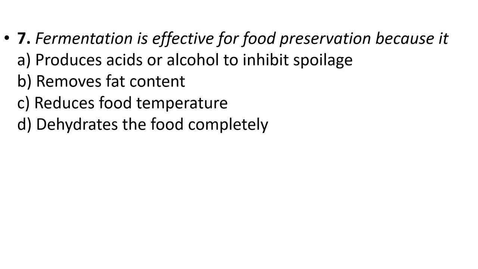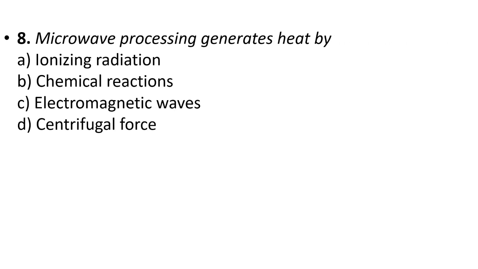Seventh question. Fermentation is effective for food preservation because it produces acids or alcohol to inhibit spoilage, removes fat content, reduces food temperature, dehydrates the food completely. Here answer is option A. Produces acids or alcohol to inhibit spoilage. Eighth question. Microwave processing generates heat by ionizing radiation, chemical reactions, electromagnetic waves, centrifugal force. Your answer is option C.